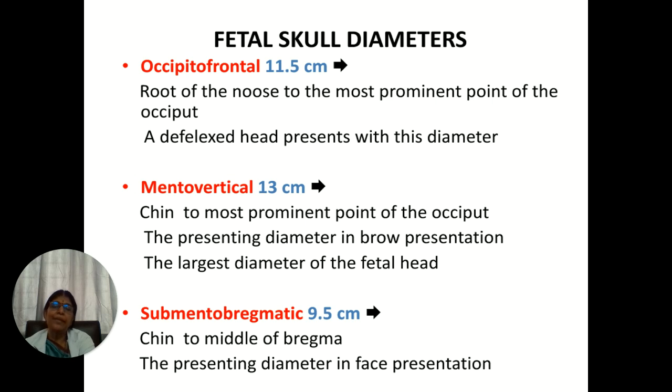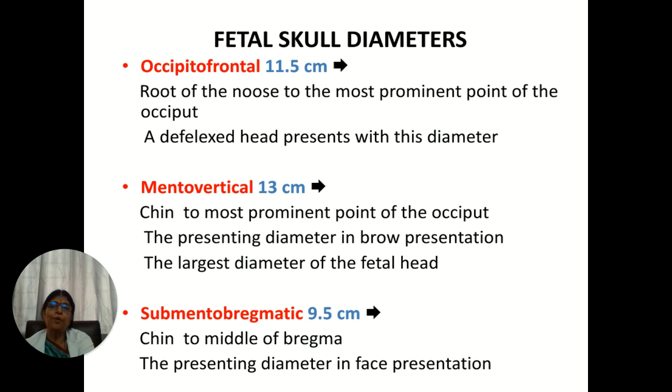And then the other important diameter is the mentovertical, from the most prominent part of the chin to the occiput. The mentovertical or occipitomental diameter is around 13 centimeters, and this is the largest diameter, seen in brow presentation. In no way can 13 centimeters deliver vaginally, so brow presentations usually go for cesarean section.